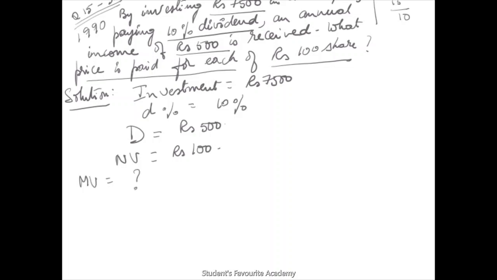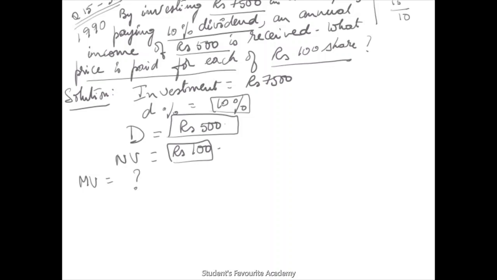Okay, so now we can do it in two different ways. One is, you already know the dividend, you know the nominal value, you know the dividend percent. So using the formula, you can find out the number of shares. Number of shares is equal to dividend upon dividend of one share. Once you get the number of shares, you know the investment, so from that you can directly find out the market value. Why? Because number of shares is equal to investment upon the market value, isn't it?